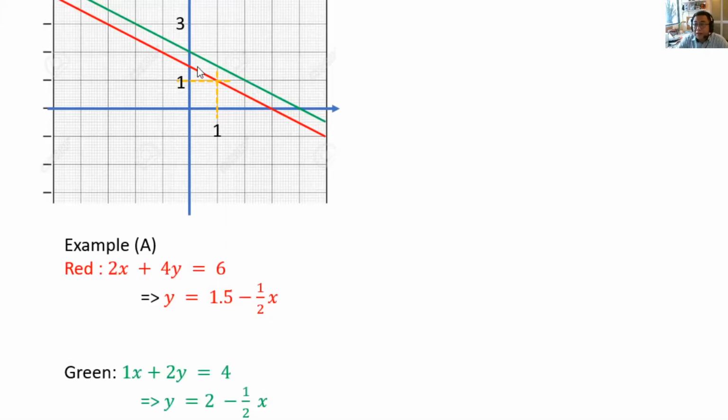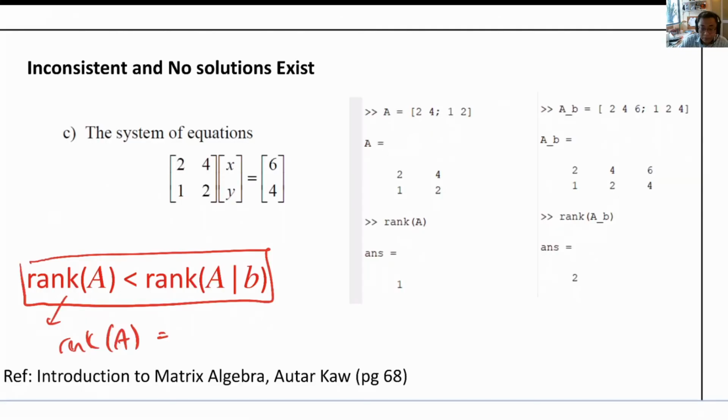The red line has intercept 1.5 when x equals 0. The green line has intercept 2 when x is equal to 0. When you study this very carefully, it shows that the red line and the green line are parallel lines. They will never meet, and hence there is no solution.